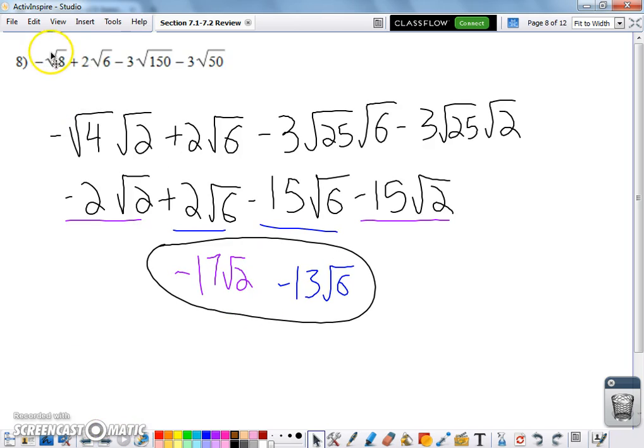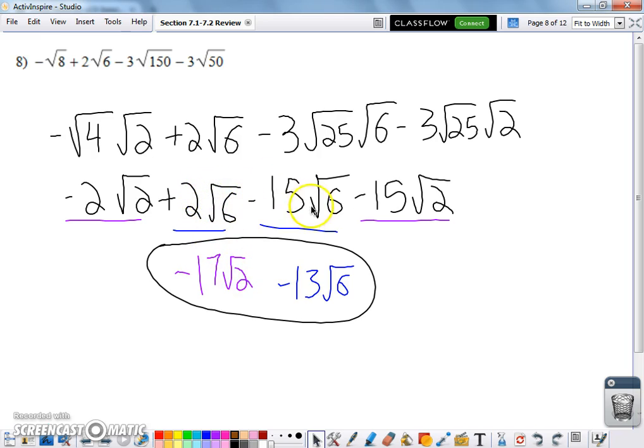Again here, breaking these down as much as I can. That's square root of 8. Root 4 and root 2. So you have negative 2 root 2. 150: 25 and 6. And root 25 is 5. 5 times negative 3, negative 15. And again, 50 breaks down into 25 and 2. We all know what root 25 is. You combine your like terms here. 2 root 2, negative 15 root 2, negative 13 root 2.